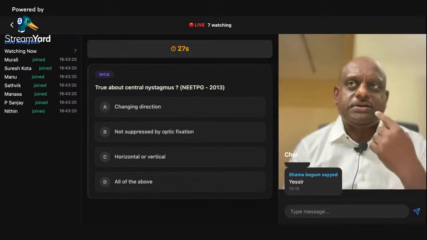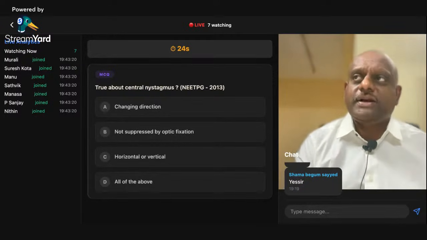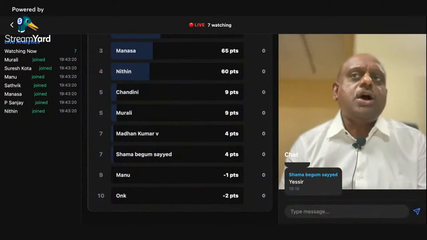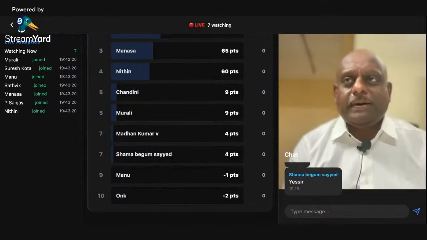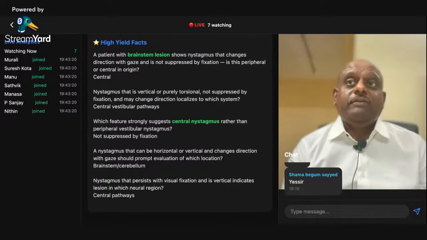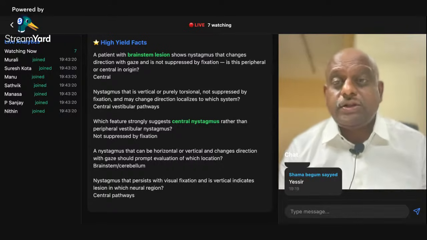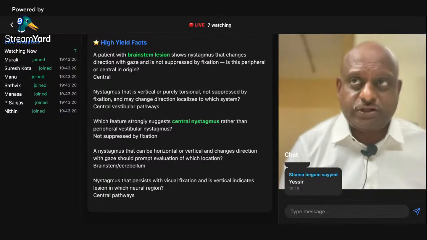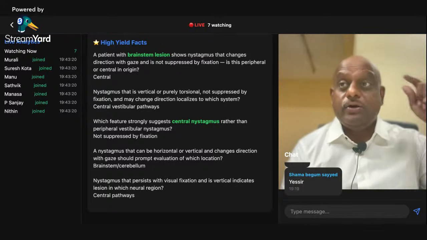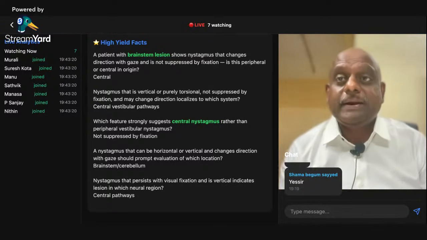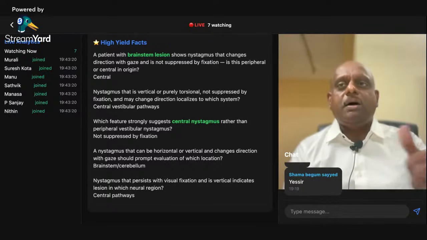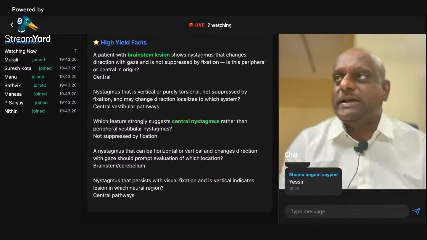Now, about central nystagmus, what do you want to remember, doctor? Typically, the statement that it is suppressed by optic fixation is wrong. It is not suppressed. Whenever there is a brainstem lesion with nystagmus that changes direction with gaze and is not suppressed by fixation, then it is central. Nystagmus that is vertical or purely torsional, not suppressed by fixation, is typically central. Not being suppressed by fixation is the hallmark of central nystagmus, which we need to remember.